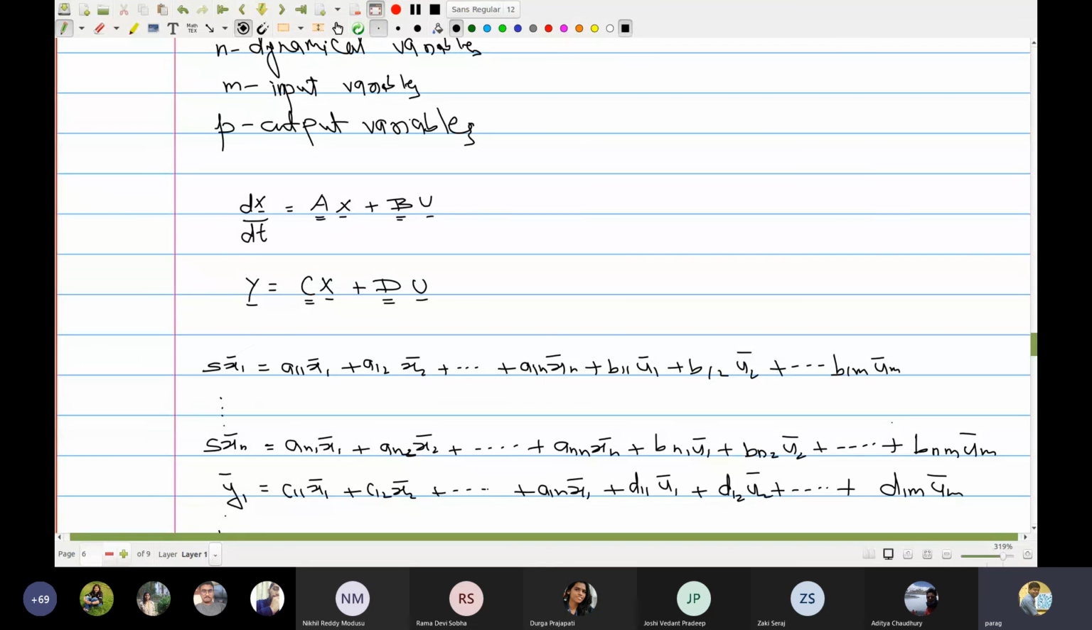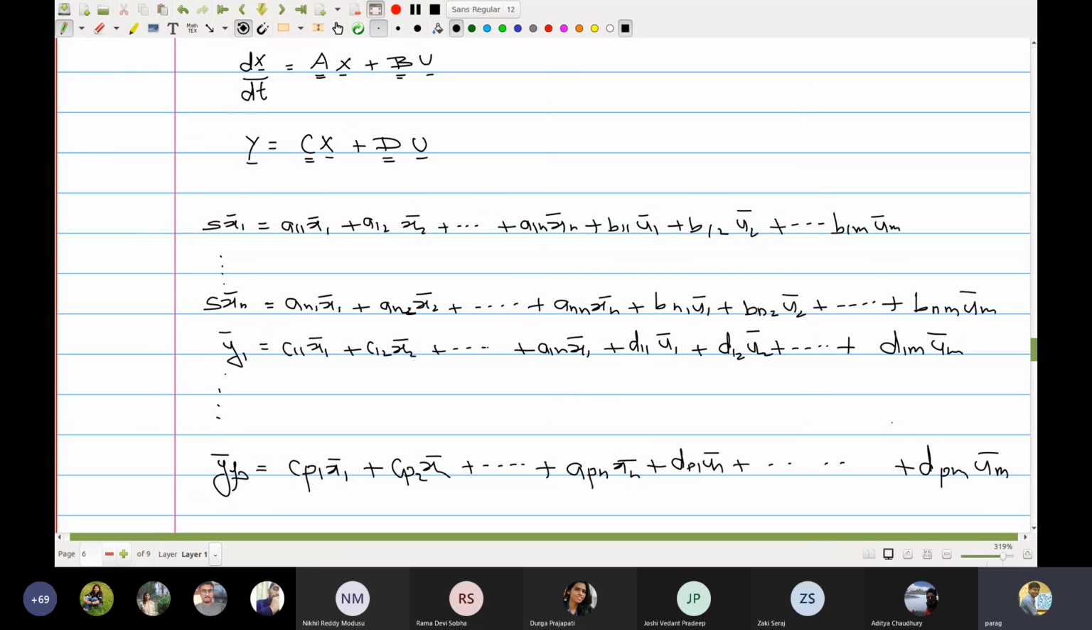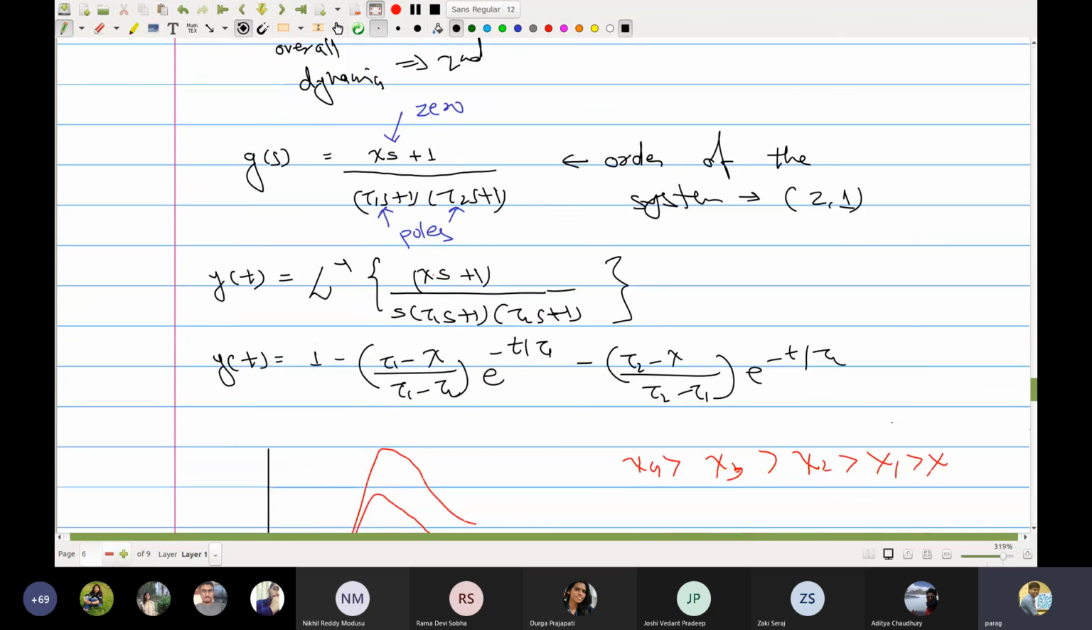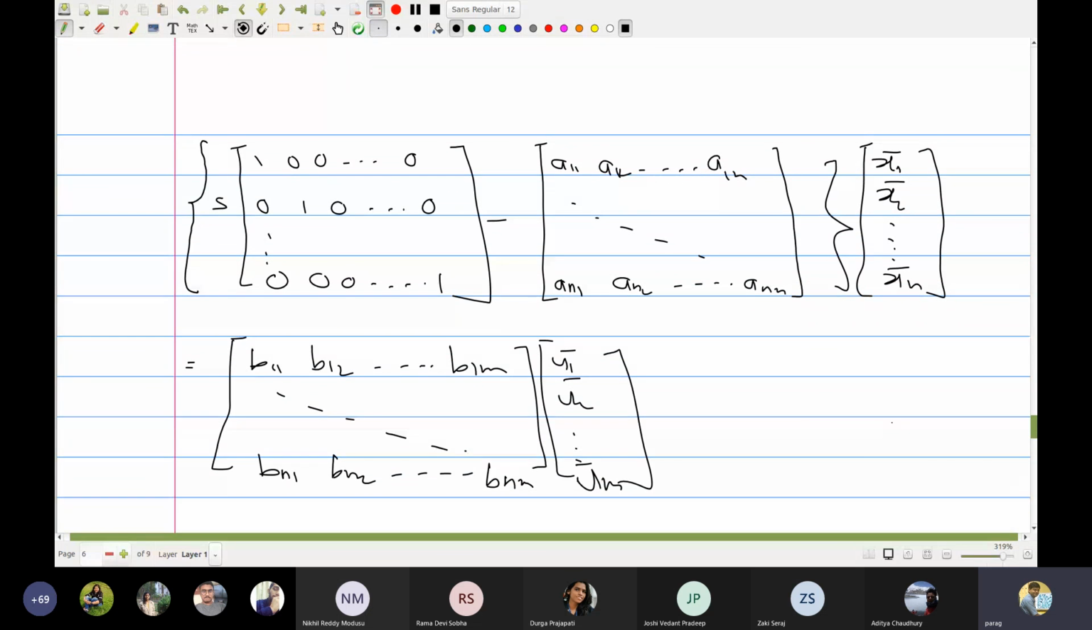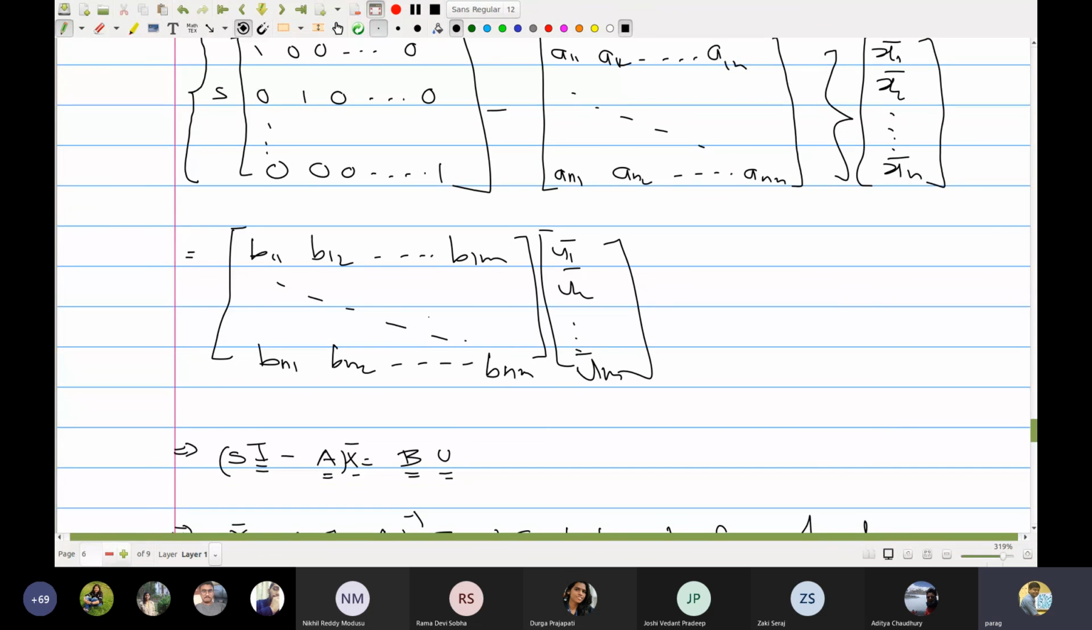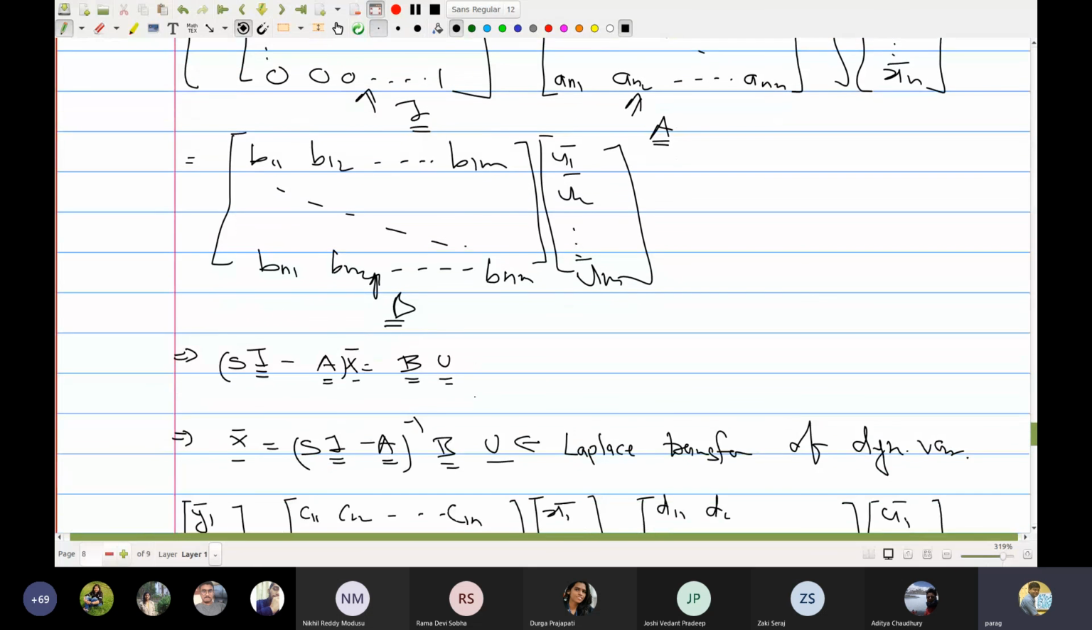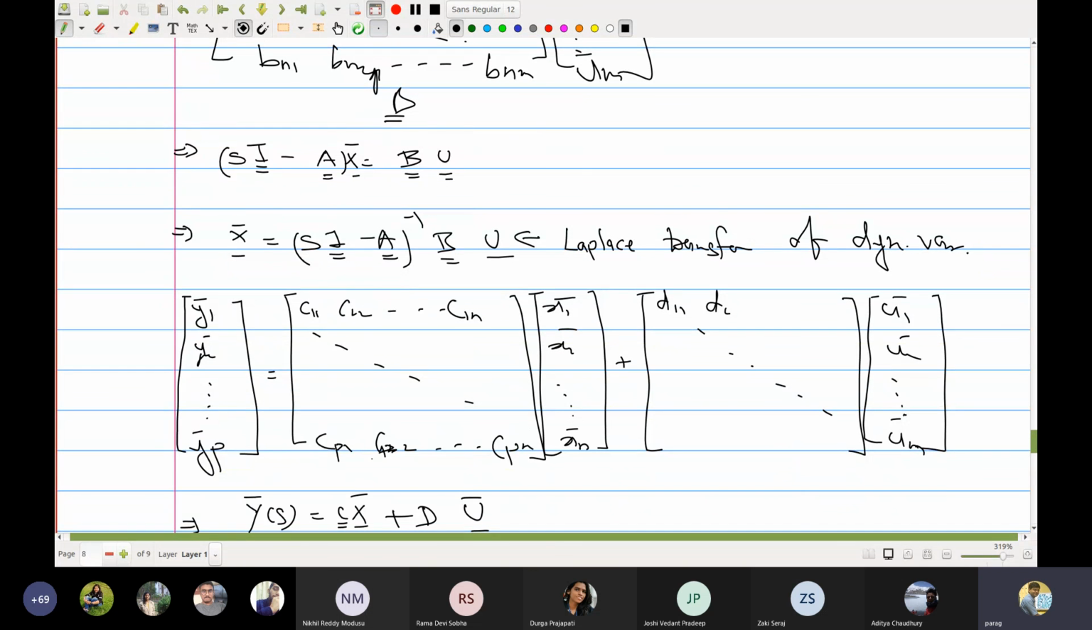Then for a single input, single output system, I take the Laplace transform on both sides for one equation. Now I'm doing it for n plus p equations. So I did this and then again I convert this to a matrix. So again I do it and this is the matrix which I get. Then I gave a name to this matrix: S times the I matrix. This is the I matrix, this is the A matrix, this is the I matrix, this is the B matrix. So I have given names to these matrices. Similarly, this matrix is named C and this matrix is named D.